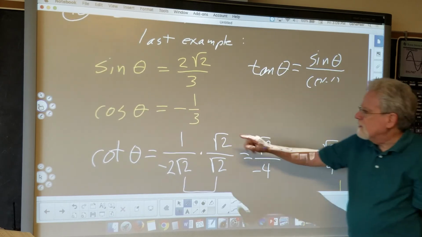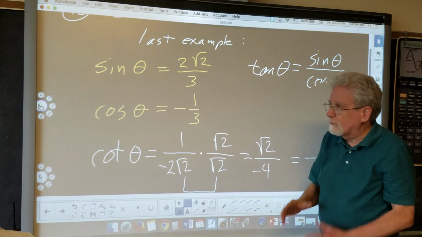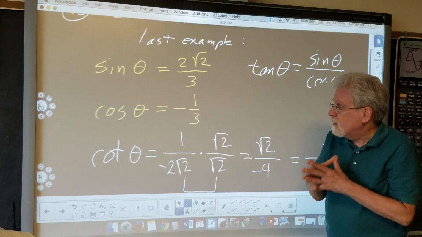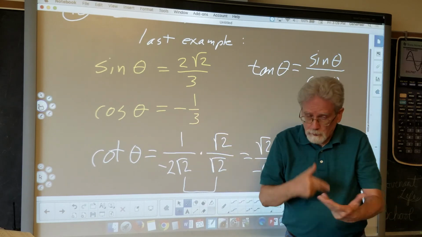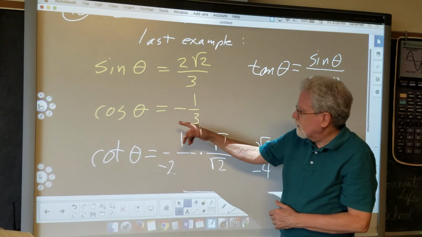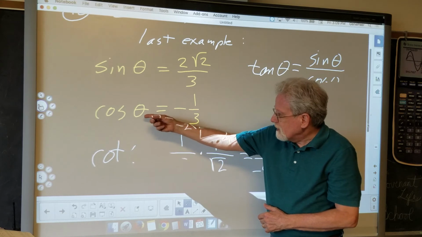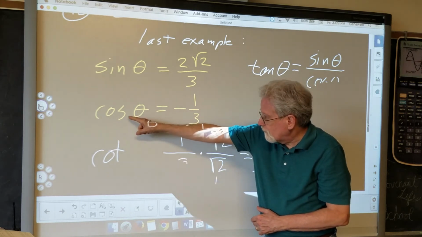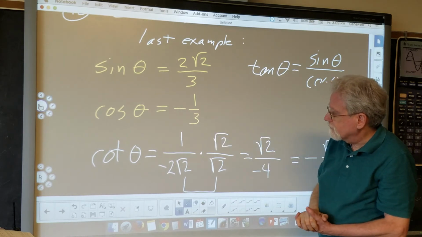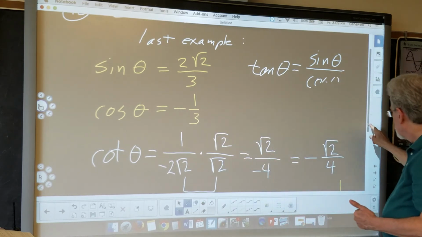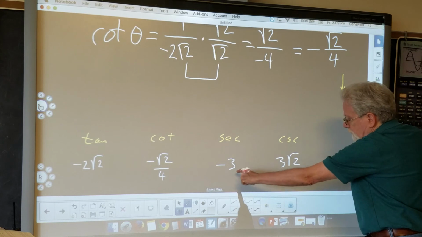Then secant will be the reciprocal of cosine. Well, that's easy. The reciprocal of negative 1/3 is simply negative 3. Remember, reciprocals don't change sign. If this is negative, the reciprocal is negative. So that means that secant, being the reciprocal of cosine, will be negative 3.